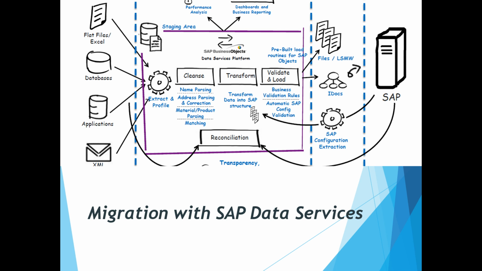So look at this diagram, which explains how the end-to-end migration can happen using BODS. BODS being an ETL tool can connect to different flat files, Excel files, databases, application systems and XML files. It can stage the data as per the client requirement, do a performance analysis, cleanse the data, apply the transformation rules, and validate the data. Finally it can provide the load-ready files to the LSMW technique or LTMC, whatever it may be, or it can directly load the data into the S4 HANA system as well.